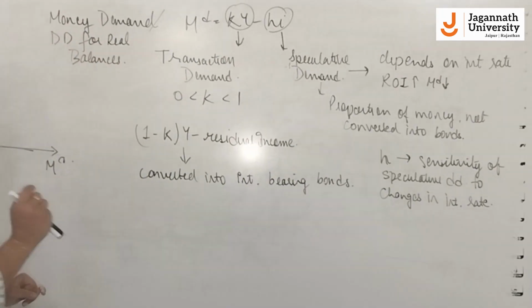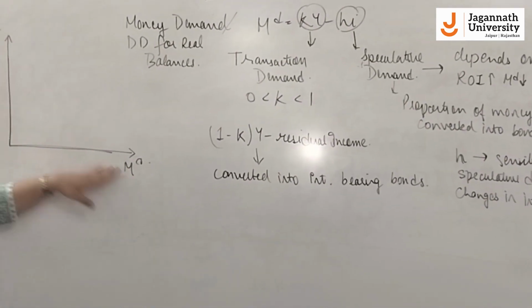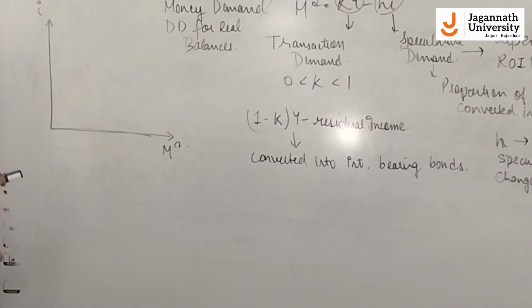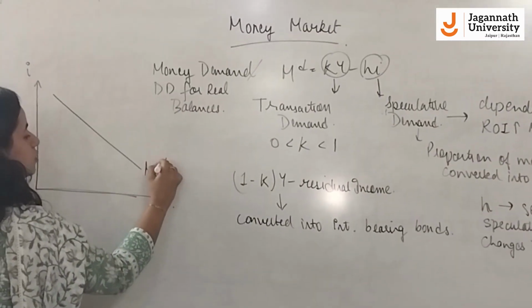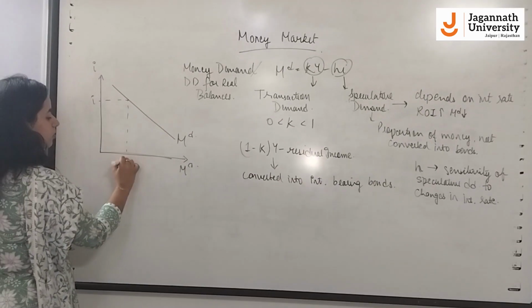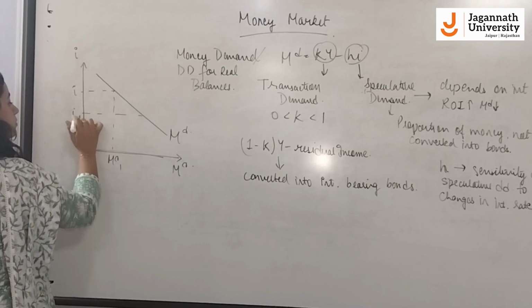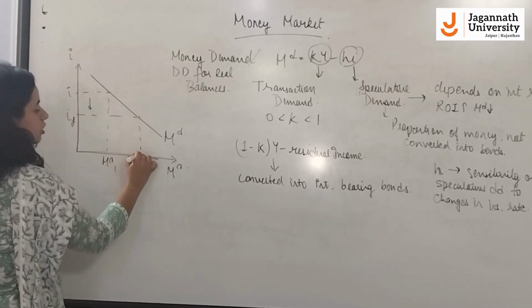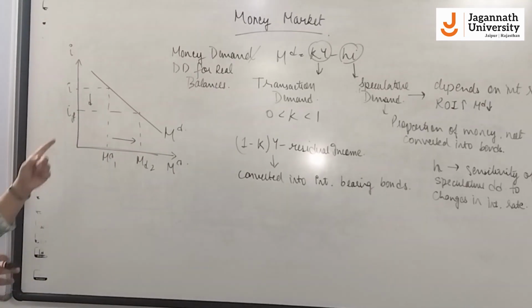So now let's draw the curve for money demand. If I have money demand on the x-axis and interest rate on the y-axis, because there is an inverse relationship, money demand will be a downward sloping curve. जब इंटरेस्ट रेट ज़्यादा होगा तो मनी डिमांड कम होगी. जब इंटरेस्ट रेट कम हो जाएगा, I1 और I2, तो मनी डिमांड बढ़ जाएगी. राइट? Now let us draw the slope of this curve.